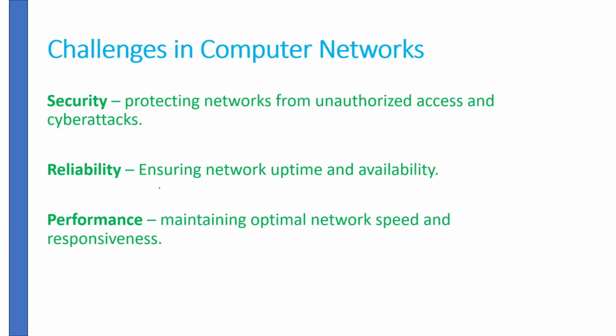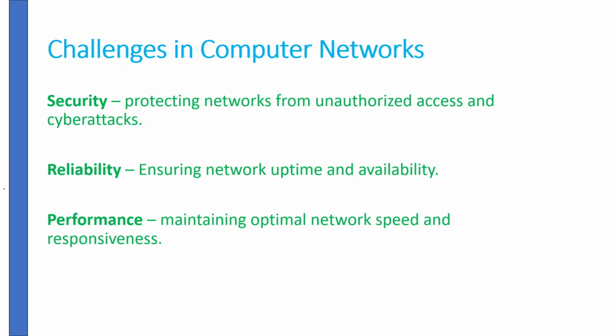Then reliability means ensuring network uptime and reliability. If your equipment is going to fail, hardware failure or router or switch failure, your entire network connection will be disrupted, right? Or else there may be a network outage. For example, there is a power outage in your area. At that time your network devices will be turned off, right? Then the network will be down. Or there may be natural disasters or human errors. We need to prevent these things.